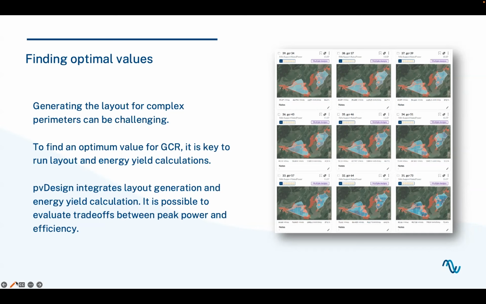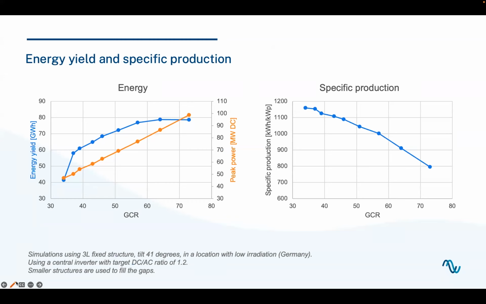For this study, we made a complicated design, right? And we created batch simulations using GCR values. We wanted to see the trade-off between adding more power and, at some point, seeing losses to shading. This is running a fixed tilt simulation. As GCR increases, the pitch gets closer, and we get more losses due to shading. You can see very clearly where we have a trade-off and an area of diminishing returns between increasing peak power and starting to lose production because of that. And with pvDesign, you can find that point very easily and very quickly.